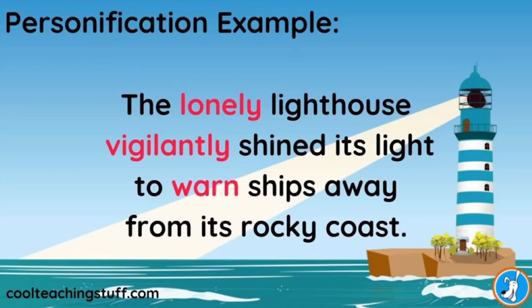That means here the lighthouse is warning the ship: don't come near, it is a rocky coast. It may be harmful for you, so don't come near the coast near me. Here the lighthouse is saying something to the ship. So here the lighthouse and ships have been personified.